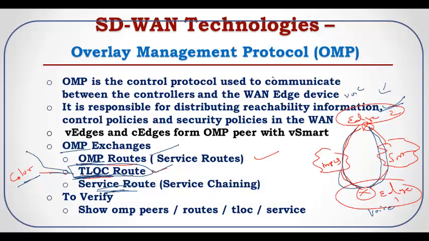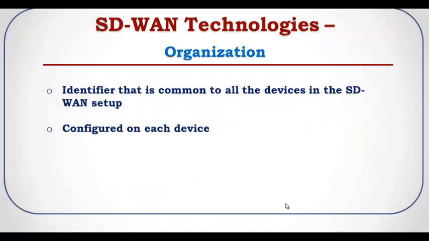So all this information is carried using the OMP protocol. To verify, we can use show omp peer, show omp route, show omp tlog, transport locator, show omp services. See, we have something called organization. In the certificate, we may use this organization to evaluate.